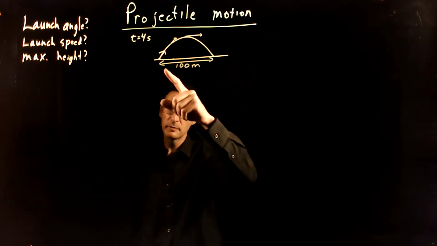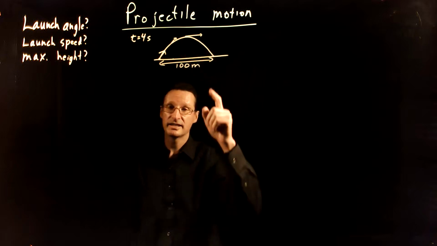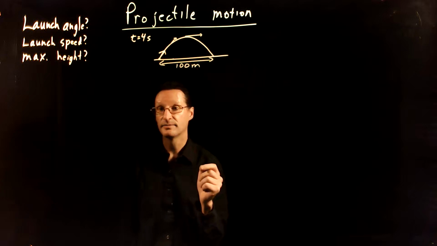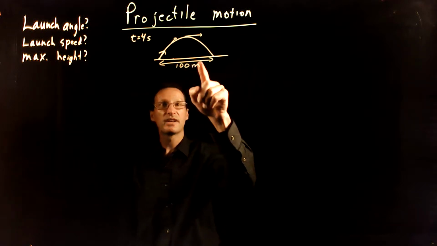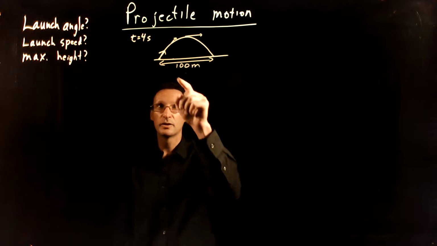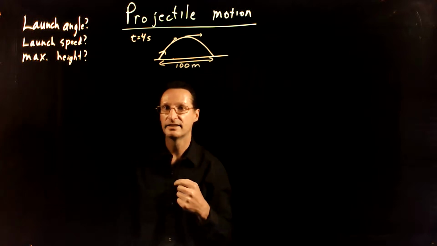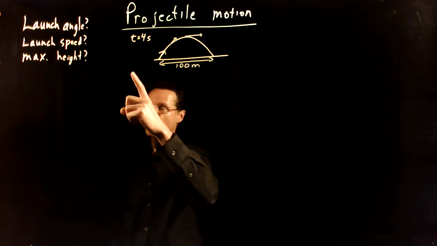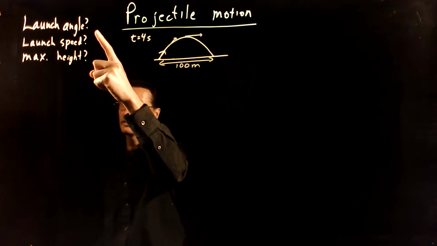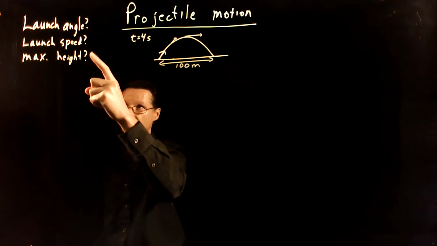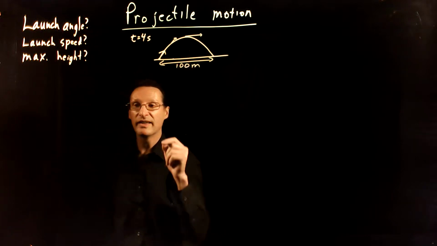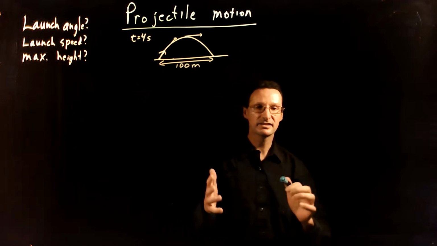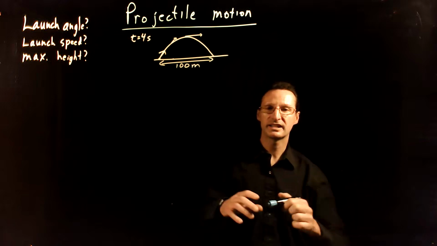So the specific problem we want to think about is that you launch a projectile, like a baseball or something like that, and it spends 4 seconds in the air. And during that time, it travels a horizontal distance of 100 meters. So it takes off from the same altitude that it lands at. What we want to do for this problem is understand the initial launch angle, the launch speed, and what the maximum height is. Okay.